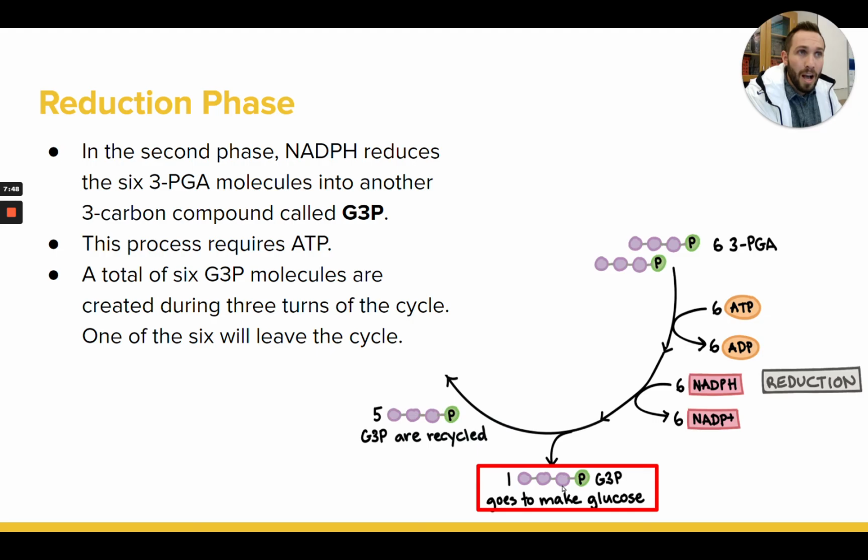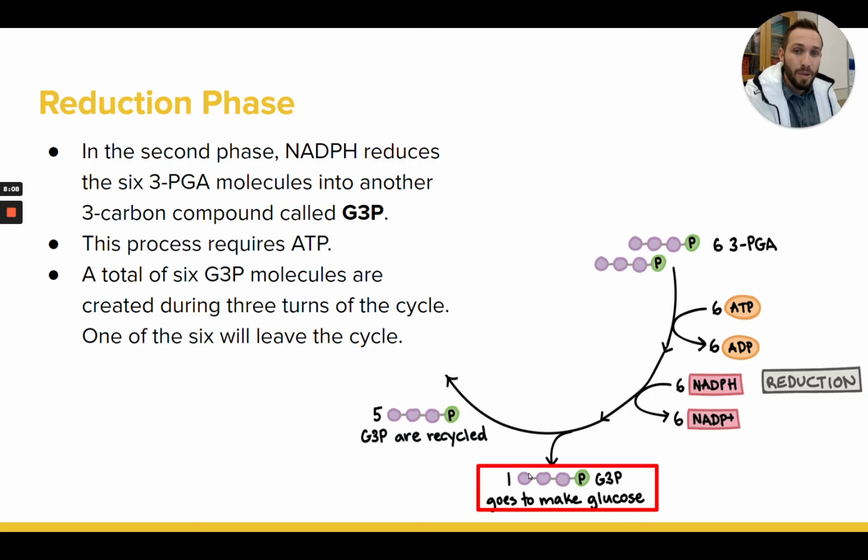The reason why we are talking about this happening in sets of 3 is because every 3 Calvin cycles will end up producing 6 G3Ps, like I just showed you. So when this cycle happens 3 times, we're going to have 6 G3Ps. And the rule is every time you have 6 G3Ps, one of those G3Ps gets to leave the cycle.